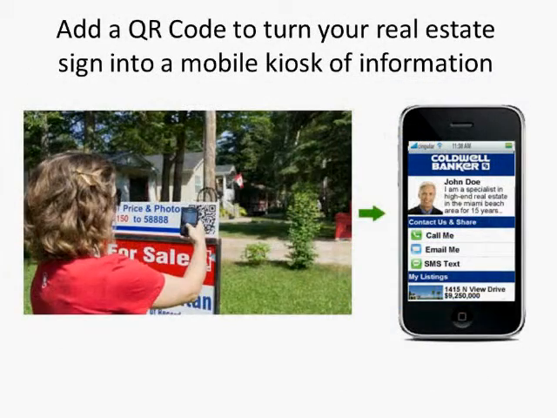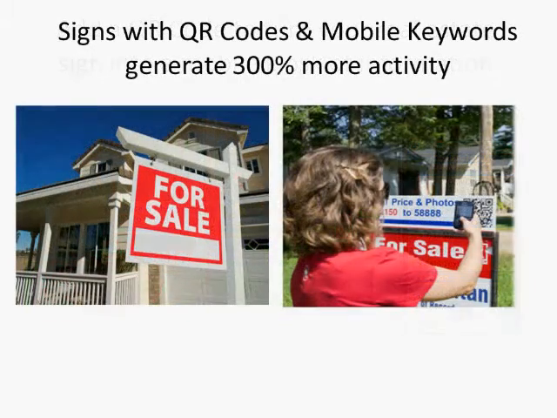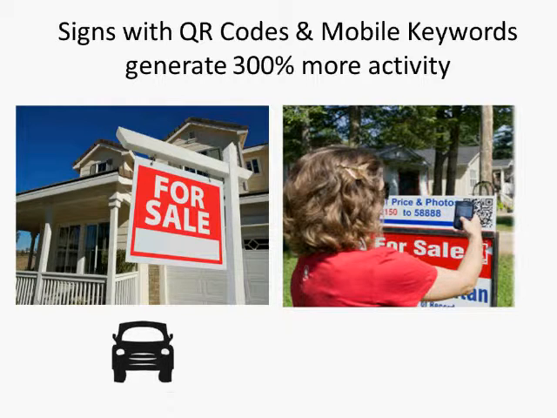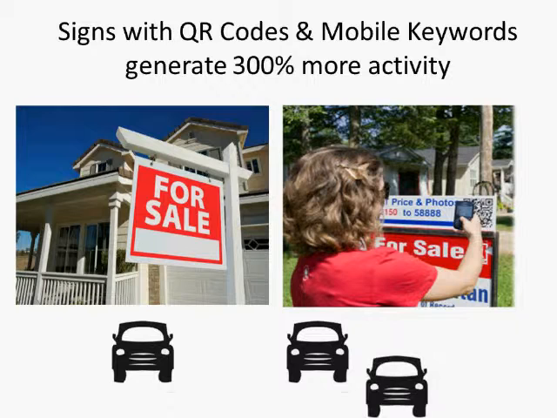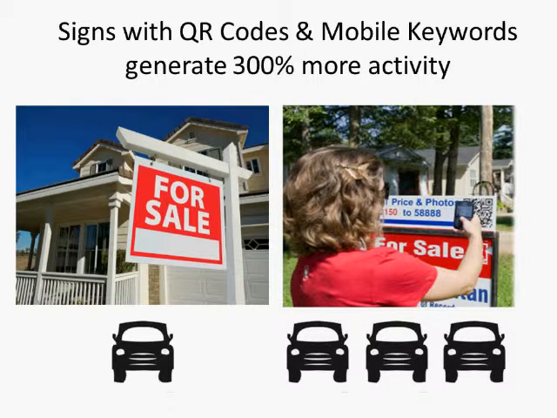By adding a QR code to your real estate sign, smartphone users can scan it and instantly get your mobile application. This turns your real estate sign into a kiosk that delivers information instantly to prospects that are driving by. Did you know that real estate signs that contain QR codes and mobile keywords generate 3 times the activity when compared to standard signs? Every time someone scans your QR code or requests information using a keyword, you will know it and the mobile application captures the lead information for you.